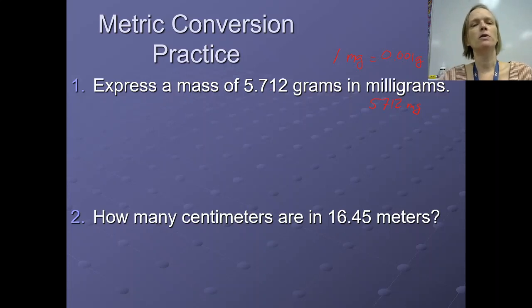So if you know how to move the decimal point, that's great. You can check your answers as you go along. If you don't know how to do it, then you're just relying on the dimensional analysis to help you do it. So if I have 5.712 grams as my known, the conversion factor I want to use is 0.001 grams is the same as 1 milligram.